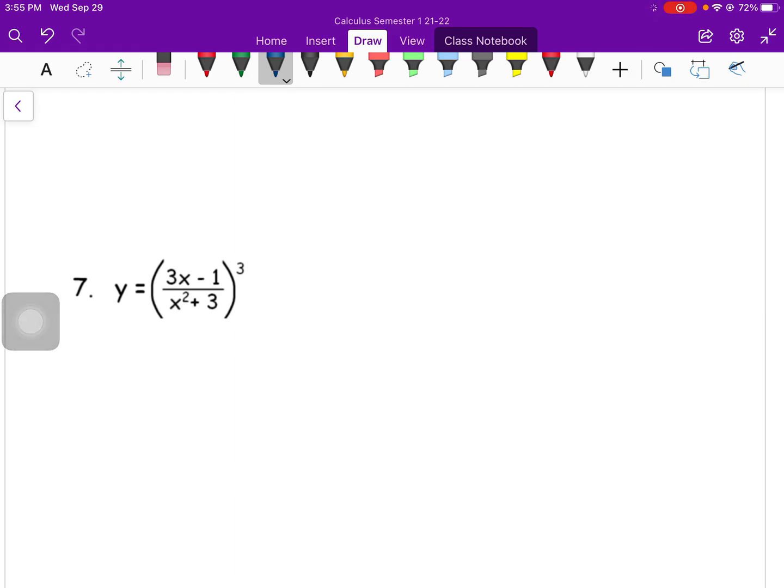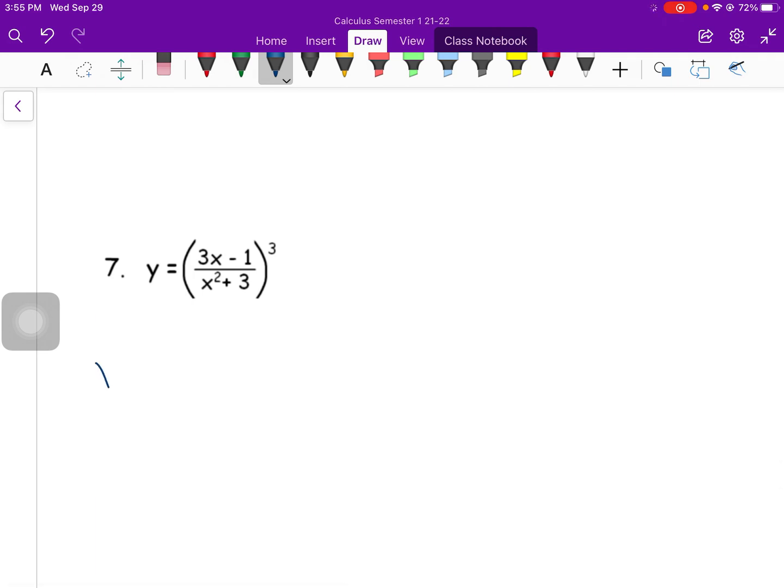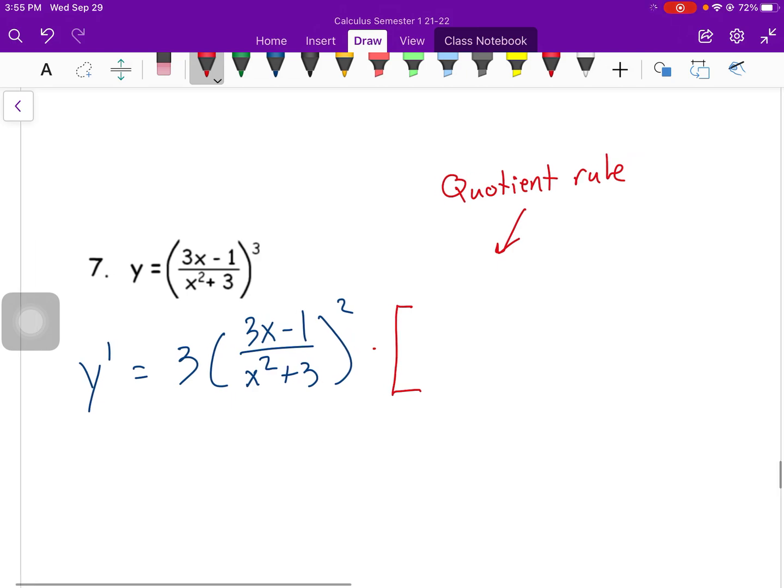For this next one, okay, similar idea, but now we're going to have to also use the quotient rule. So when we take the derivative, we take the derivative of the outside piece first, which is 3 down, keep everything in the parentheses the same, subtract 1 from the exponent, times the derivative of the inside. When we take the derivative of the inside, this is our quotient rule. Okay, quotient rule is going to be in that red area there.